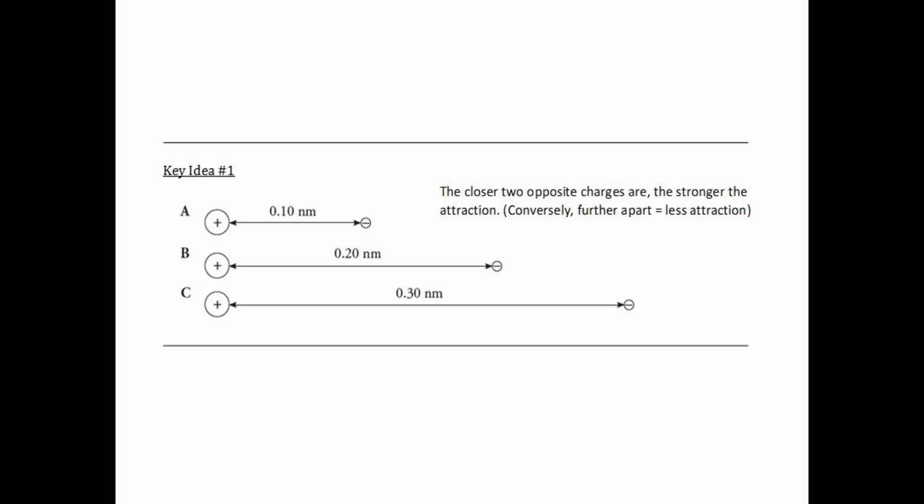So you can see as you go from A to B to C, as you increase that distance, you're going to lose that attraction. This is talking about distance. Think about parts of the atom. When we talk about distance, we're talking about principal energy levels.